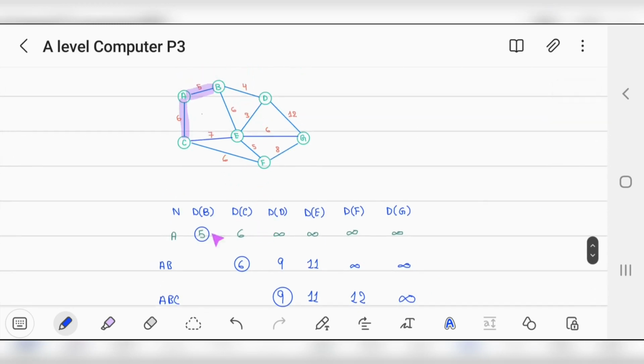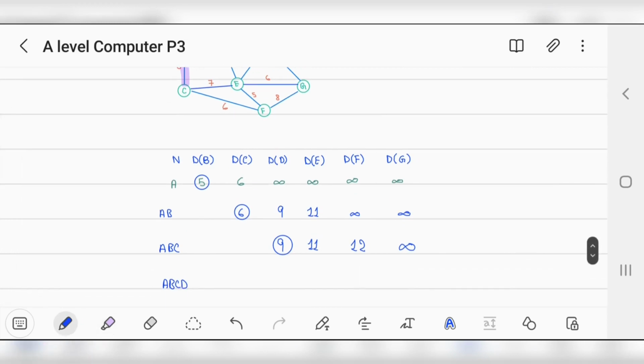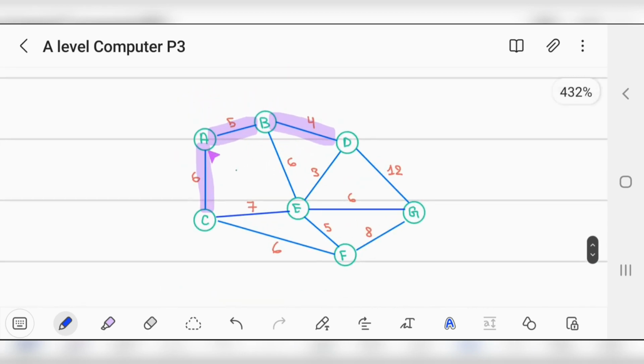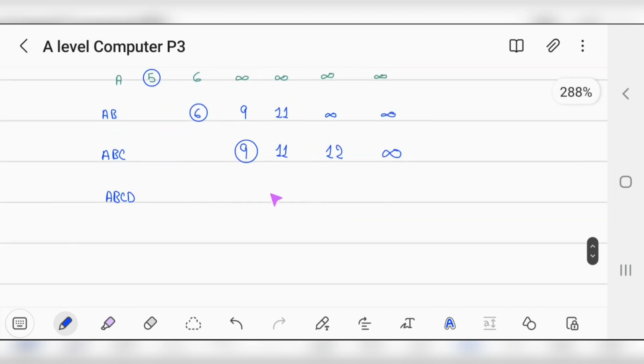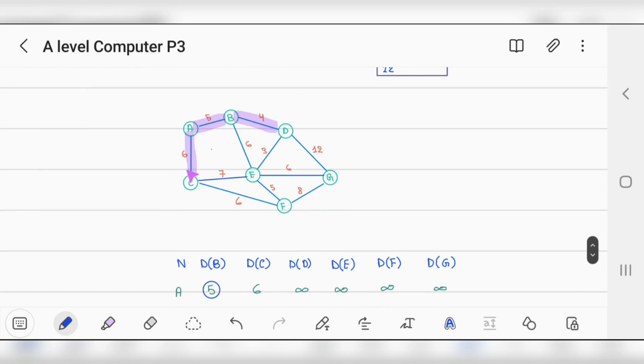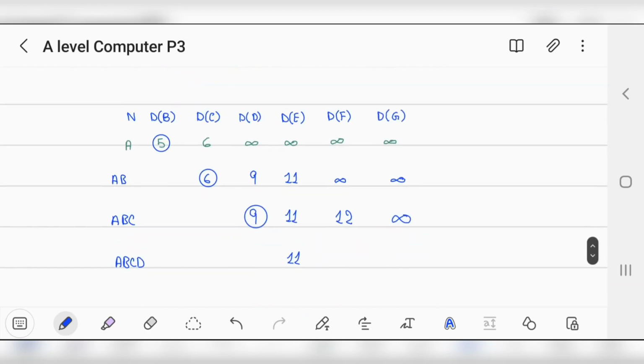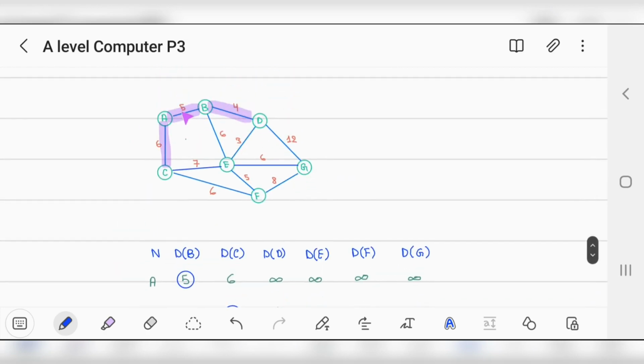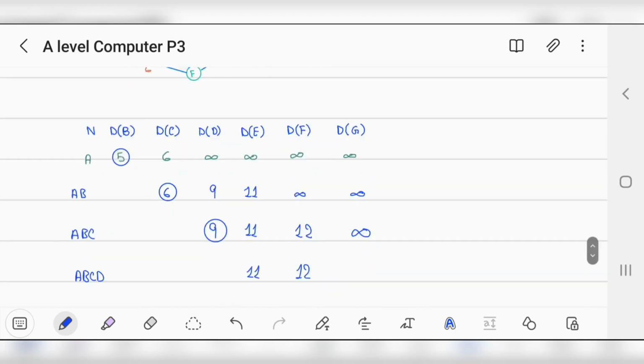I just chose D, so I'm going to highlight this again. Now, A, B, C, D. Now I'm going to see the value of E again. 5 plus 4, 9 plus 3, which is 10, 11, 12. 5 plus 6 is 11. 6 plus 7 is 13. So E will remain 11 because it is the shortest one. Then D, F. Coming from here, it is 12. Again, it is the same value. And G will be updated now. 9 plus 12 is 21.